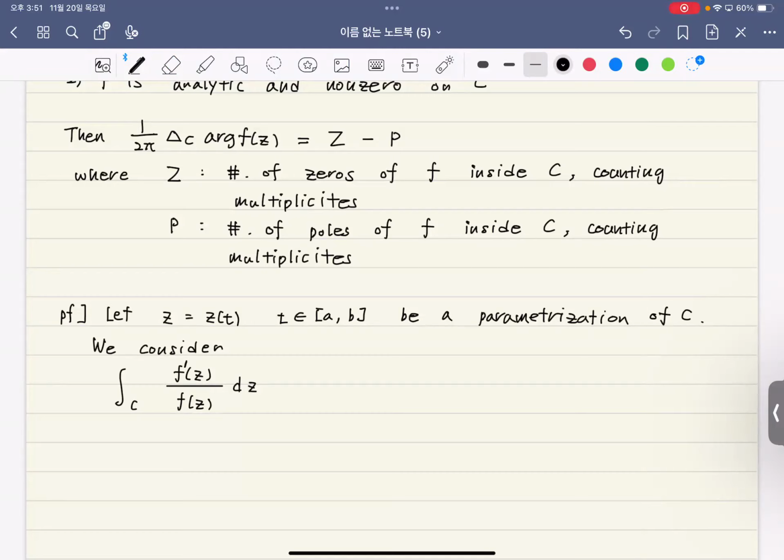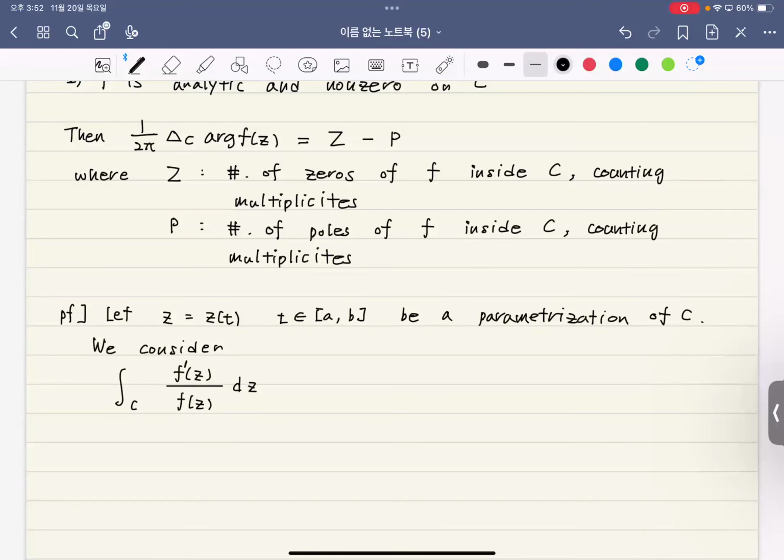Well, for me, this one reminds me of the derivative of log of f of z, right? If you take the integral, and C is a closed curve, right? Yeah, I know this doesn't make any sense, but it is, well, ln of the modulus plus i times the argument, right?